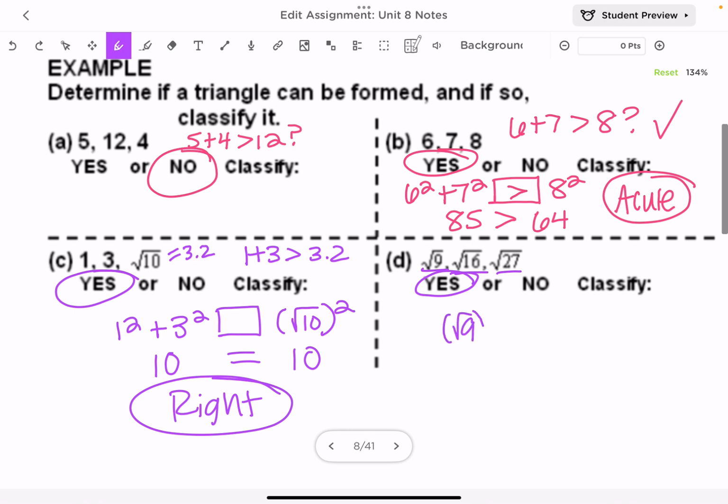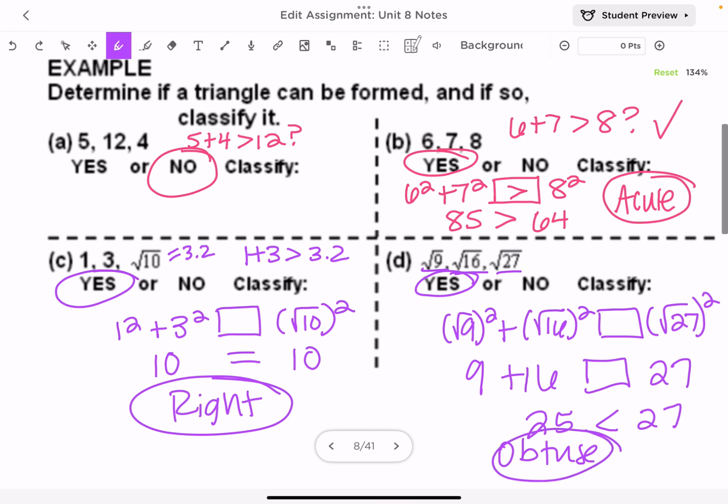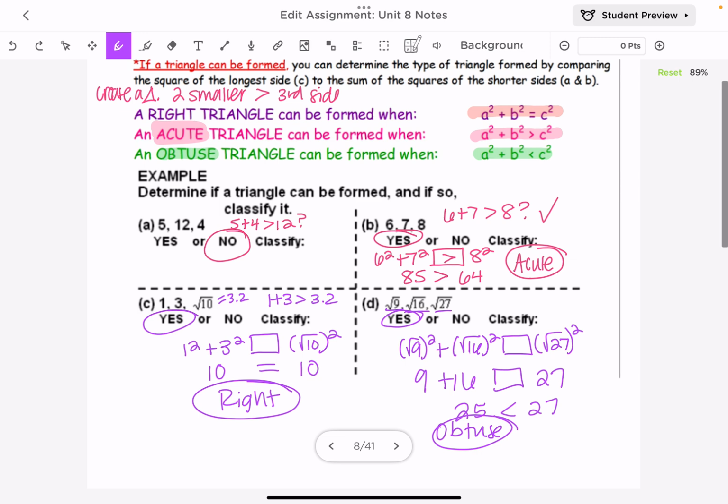So I'm going to have square root of 9 squared plus square root of 16 squared. And then I don't know what it's going to be, but then I'm going to have square root of 27 squared. Square root of 9 squared, that's just like root 9 times root 9, which is 9. Root 16 squared would be 16. And then root 27 squared would be 27. So that's 25 is less than 27, which means this is obtuse. So you can see one of each kind there. We had an acute, a right, and an obtuse, and then one that wasn't a triangle at all.